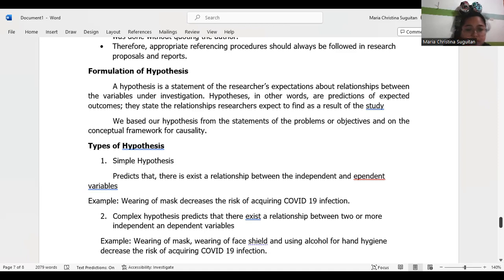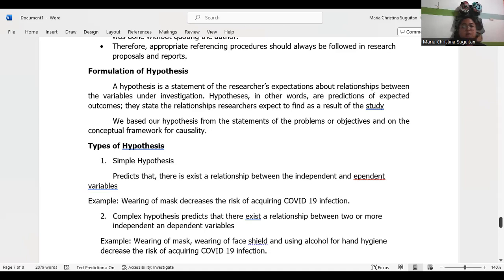So types of hypothesis, first, we have the simple hypothesis. Pag simple lang, it predicts that there exists a relationship between independent and dependent variables, like wearing of mask decreases the risk of acquiring COVID-19. Para sinagot mo na. Okay? Hindi naman ma-eradicate ang COVID-19 pero pag nagsuot ka daw ng mask, pwede mo siyang ma-prevent. Okay? So, simple nga lang, di ba?